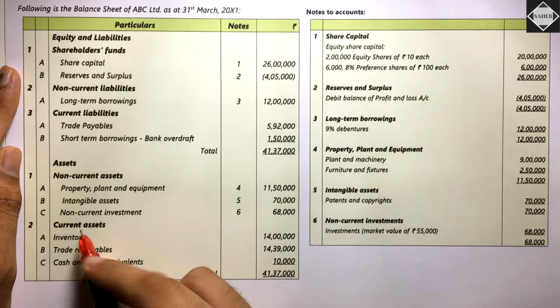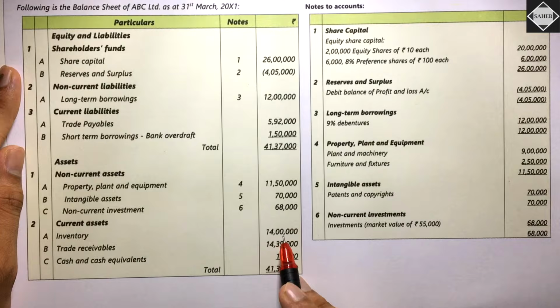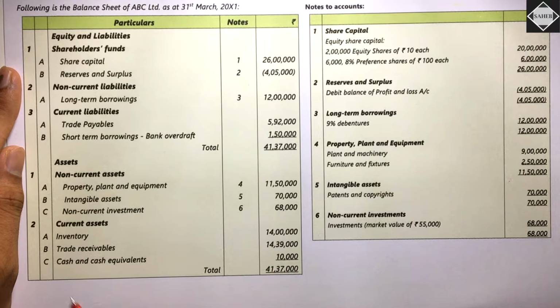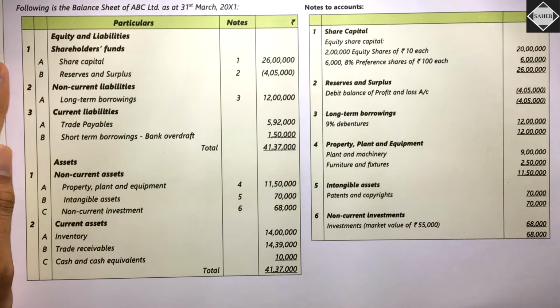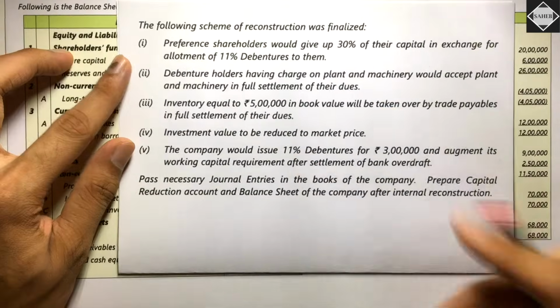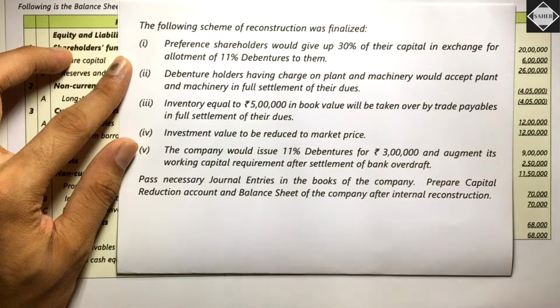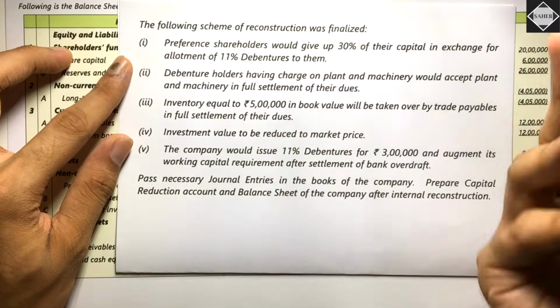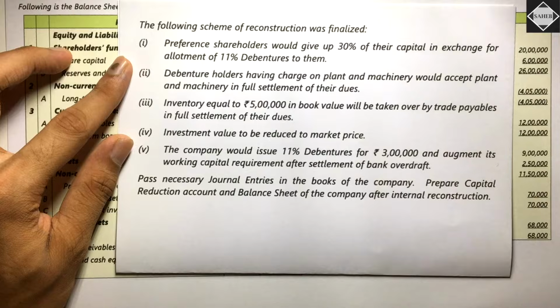Then current assets: inventory 14 lakhs, trade receivables 14 lakh 39,000, and cash and cash equivalents 10,000. So in total 41 lakh 37,000. This is the balance sheet you have. Now let's see the scheme of reconstruction. The following scheme of reconstruction was finalized. Only 5 adjustments are there, really simple adjustments.